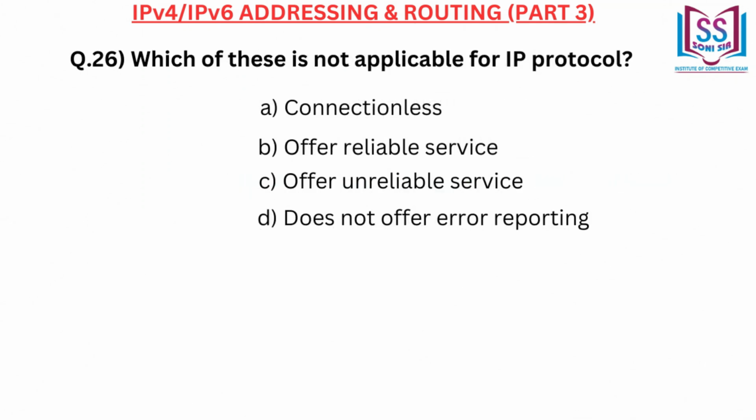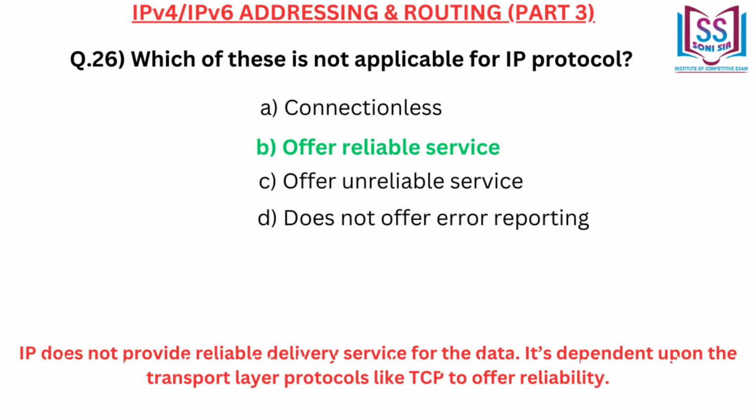Which of these is not applicable for IP protocol? A. Connectionless. B. Offer reliable service. C. Offer unreliable service. D. Does not offer error reporting. Correct answer B. Offer reliable service. IP does not provide reliable delivery service for the data. It's dependent upon the transport layer protocols like TCP to offer reliability.